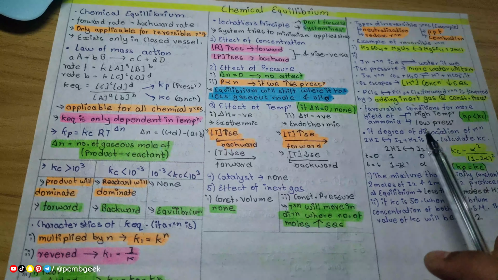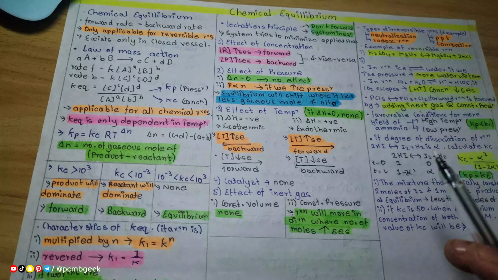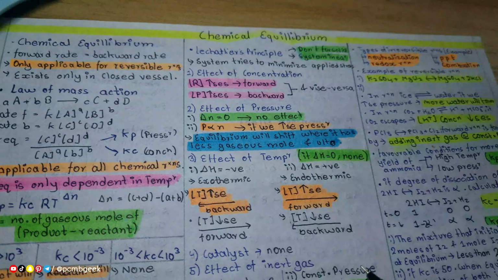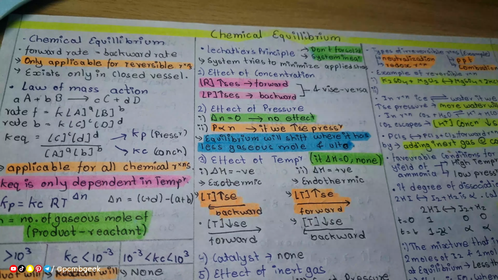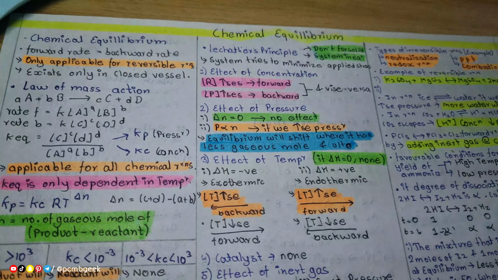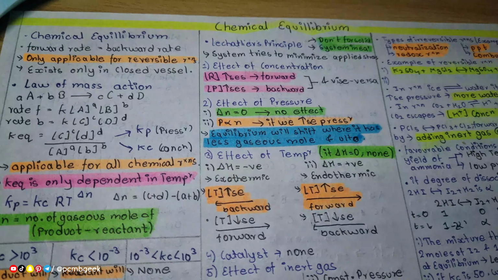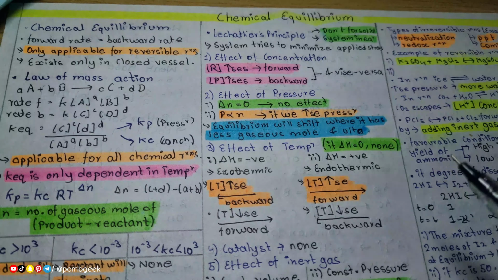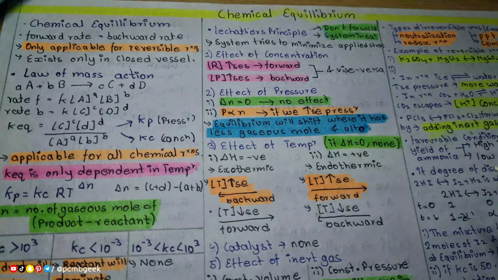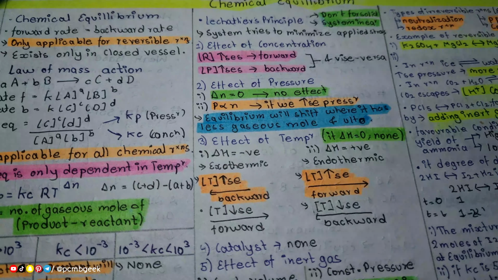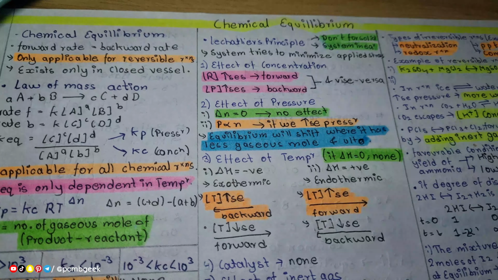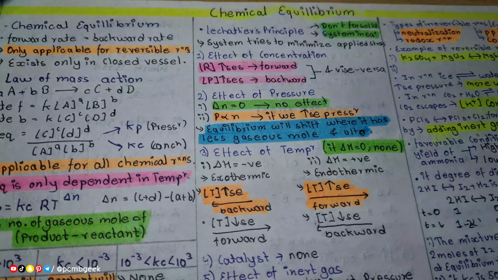Hey, welcome back everyone. Now let's move on to our next chapter, that is chemical equilibrium. First, we are starting with what is a chemical reaction. It is a process in which two or more reactants react to form one or more products. Fundamentally, chemical reactions are of two types. The first one is reversible reaction and the second one is irreversible reaction.